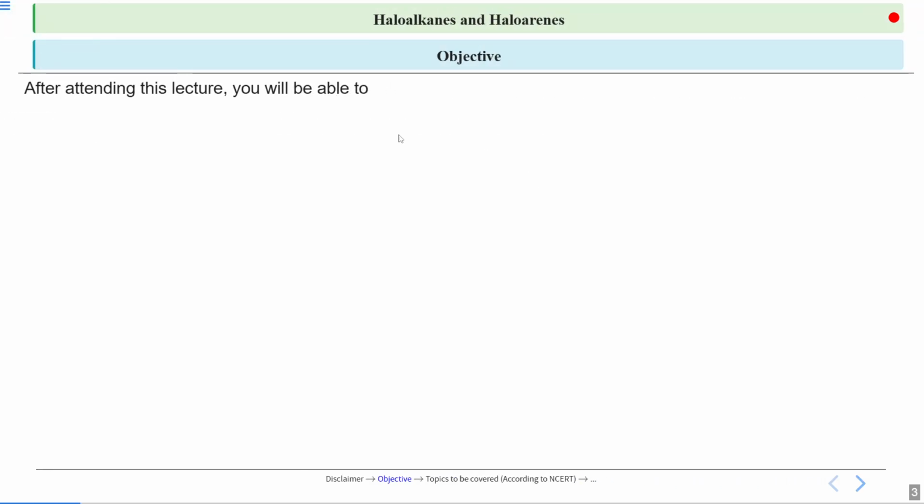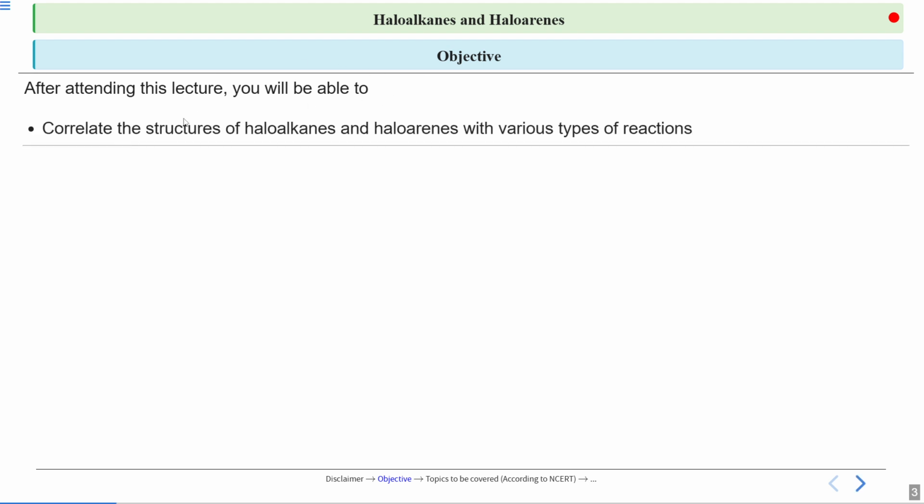The objective of today's lecture. After attending this lecture, you will be able to correlate the structures of haloalkanes and haloarenes with various types of reaction. So today we are going to learn about the correlation of the structures of haloalkanes and haloarenes with the help of various reactions.